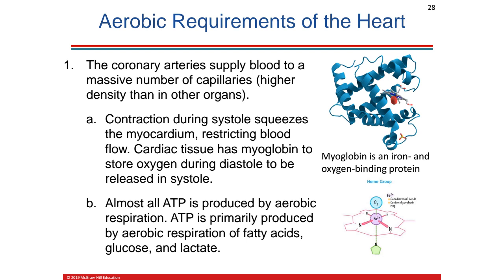And then the myoglobin is able to give up the oxygen, which is then used in the mitochondria within the cardiac tissue. And so it serves as a temporary store during diastole, and then it's released during systole when there's effectively very little blood flow through the capillaries in the myocardium. So almost all ATP is produced by aerobic respiration, and it's primarily produced by the oxidation of fatty acid, glucose, and lactate.